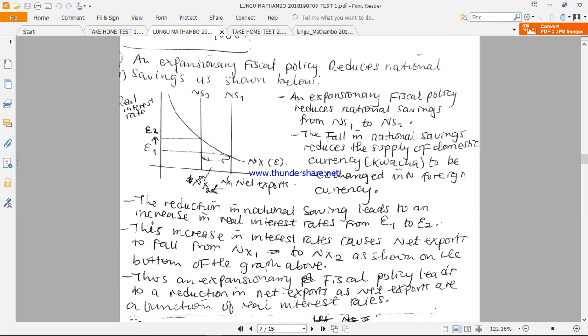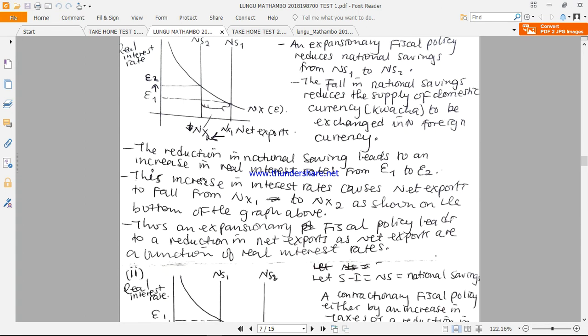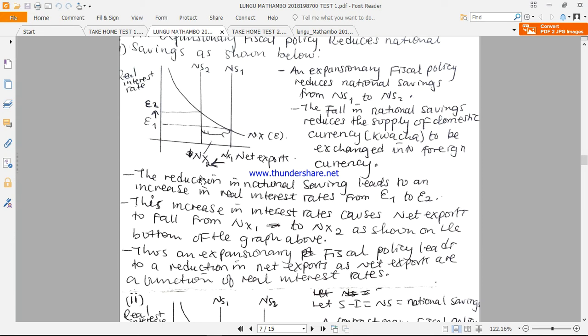So this is what happens when the government engages in expansionary fiscal policy. The ultimate impact is the reduction in the volume of trade, as we have seen there. Because it's more like for them to borrow from us, it's becoming more expensive. So we must expect our trade volume to reduce.